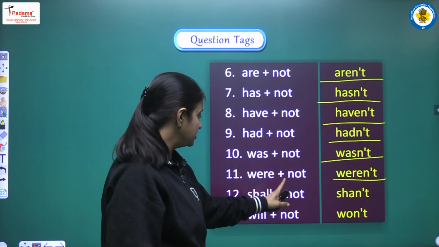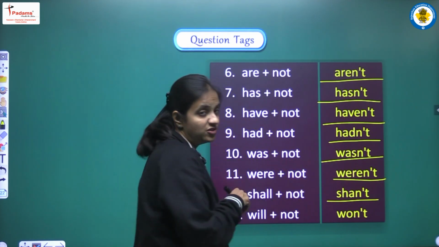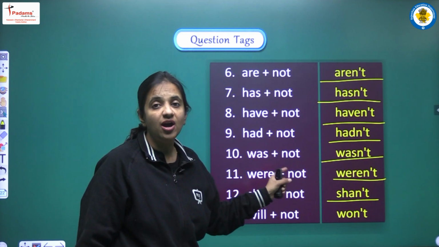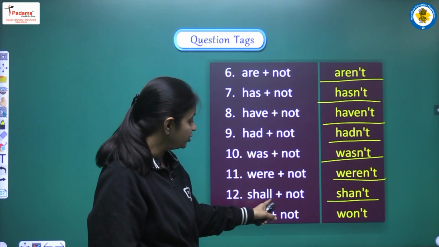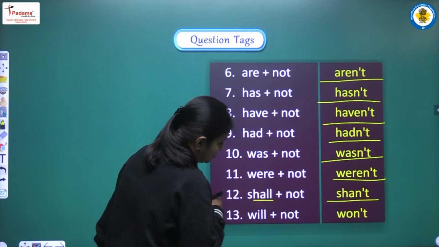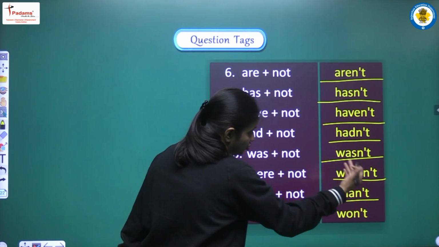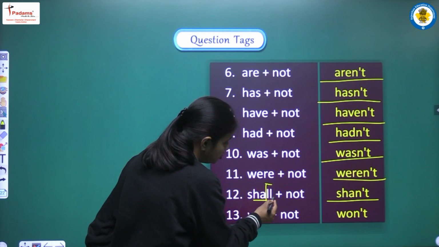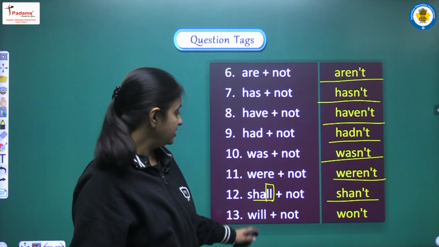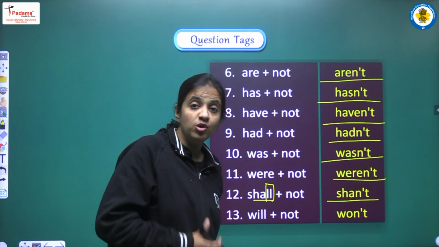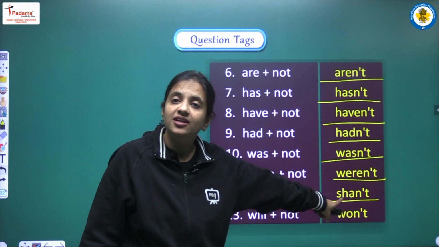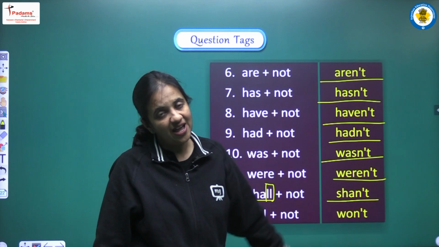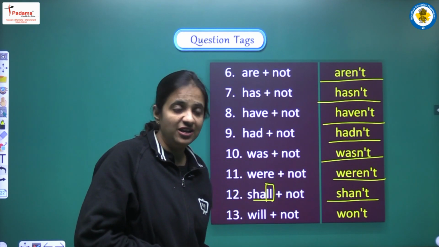Next is shall plus not, so it will be shan't. Yes, we are having some changes here. The change is in the spelling, how we have to spell this word. We are having shall plus not, that is shall, but when we are writing this in a short form, the spelling will be shan. So we can say that these two double letters, these two L's, will be removed and the spelling will be shan't. Okay. Next is will not. So yes, another exception we are having, or we can say another change in the spelling we are having here.